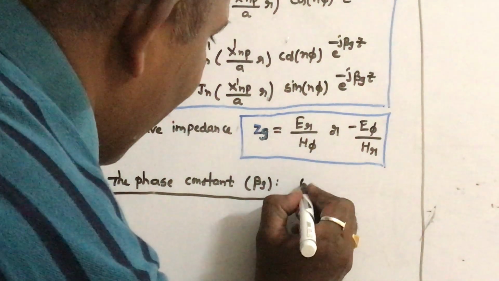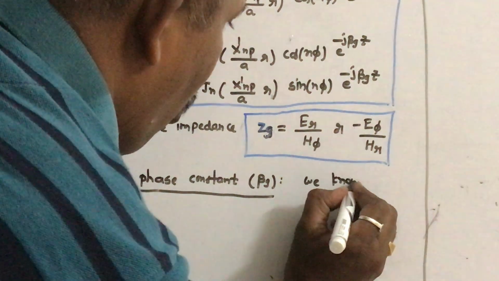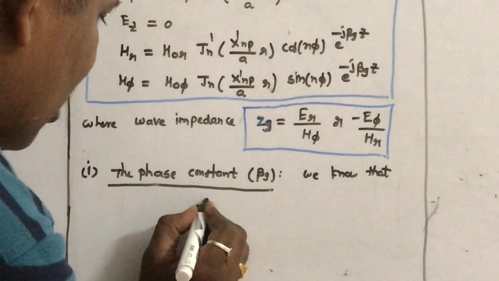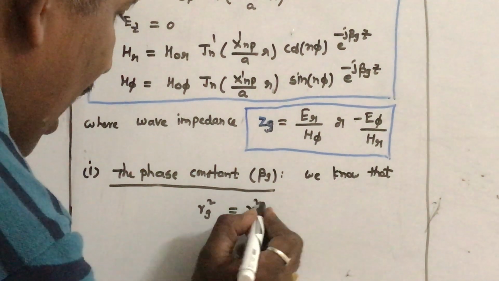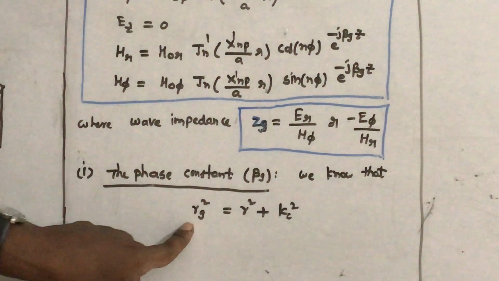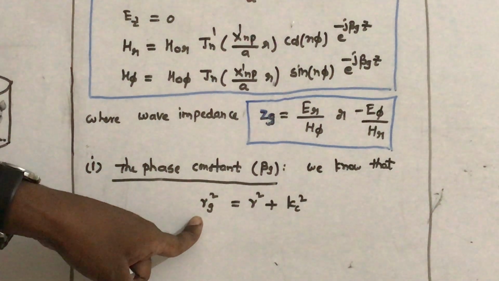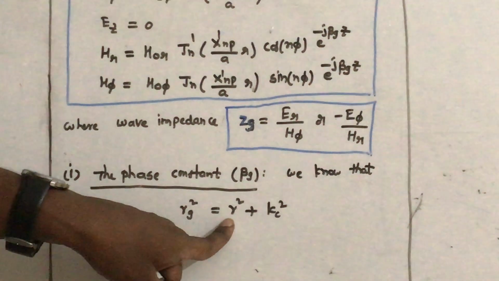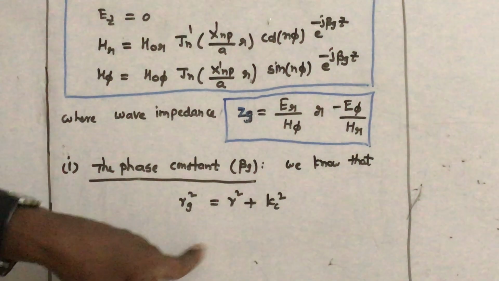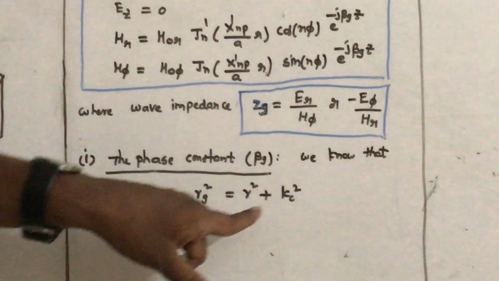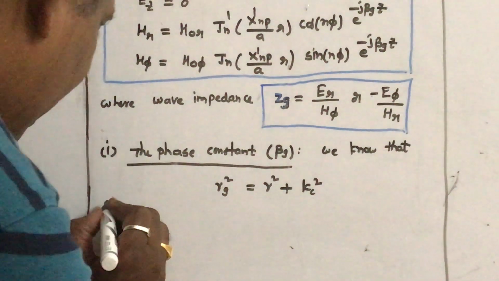So as we know, we have one very important relation: gamma g square is equal to gamma square plus kc square, where gamma g is the propagation constant of the wave inside the circular waveguide, gamma is the propagation constant of the medium outside the circular waveguide, and kc is the cutoff wave number, which is x dash np by a, which we have derived.